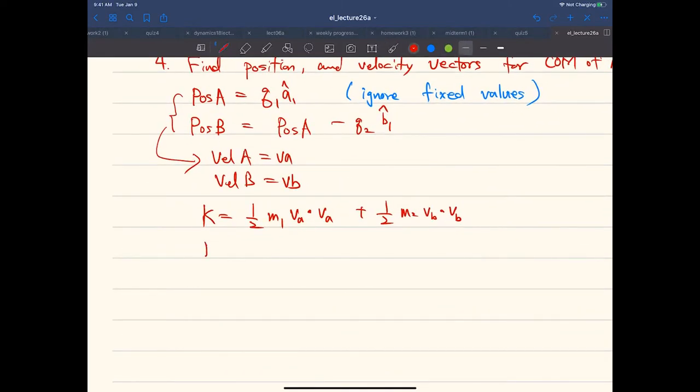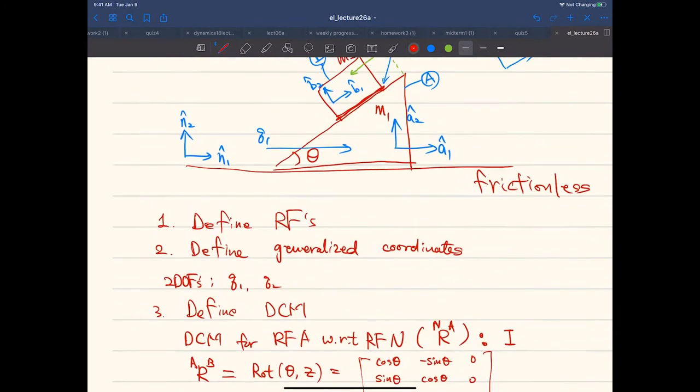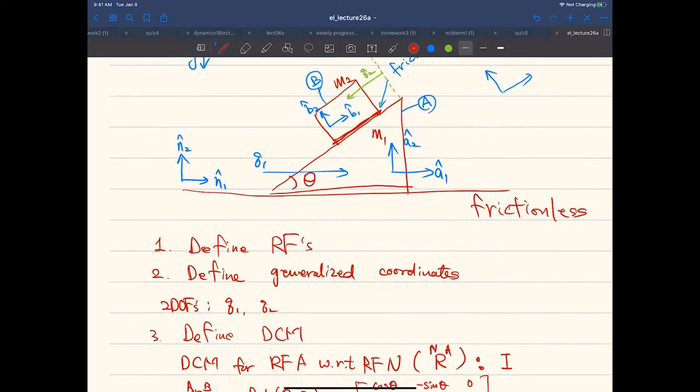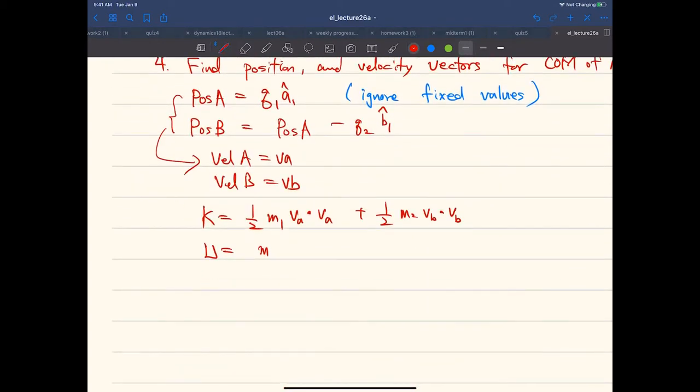And our position vector, potential energy is mg. So in this case, since the wedge doesn't contribute any potential energy, only m2, right? So it's just m2gh. Now you have to compute the h part, right? So that one is what you need to do. So that means this is coming from your position vector B, okay? Only n2 components. So you have to do that.